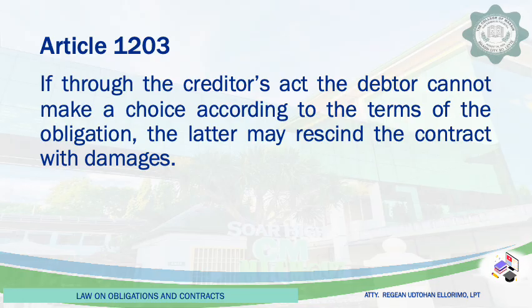Article 1203. If through the creditor's act the debtor cannot make a choice according to the terms of the obligation, the latter may rescind the contract with damages. So, unsay result sa rescission, class? The return of the things which were the subject of the obligation and, of course, the price. Please observe that the contract is not automatically rescinded. The law says that the debtor may rescind, implying that he may allow it to remain in force insofar as the possible choice or choices are involved.